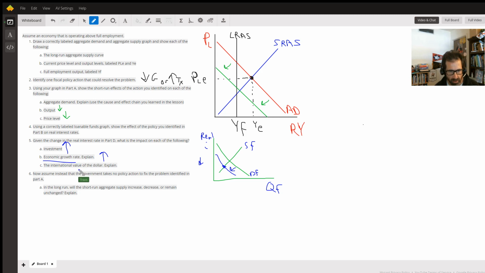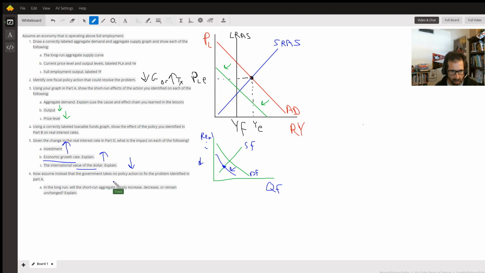And then the international value of the dollar is going to fall because now investors can't get as high a rate of return in U.S. banks. I suppose it doesn't say this is the United States, but it does mention the dollar, so the current currency.